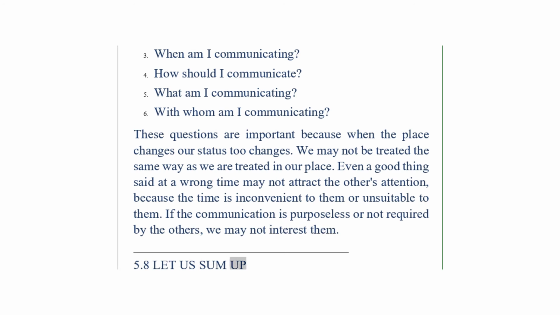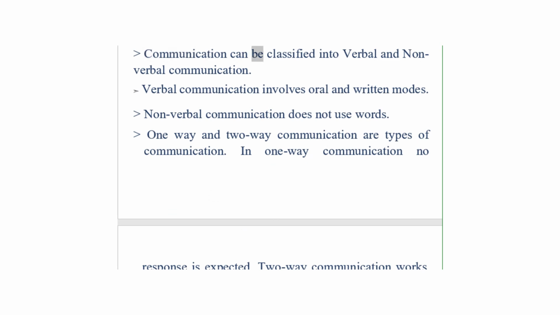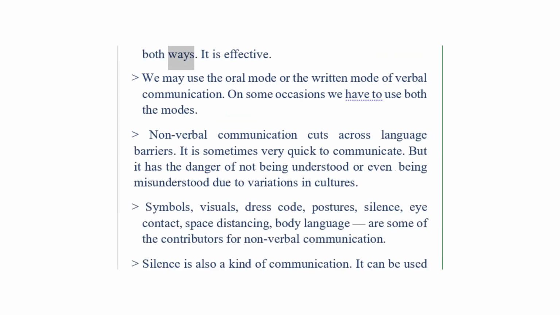5.8 Let us sum up. Communication can be classified into verbal and nonverbal communication. Verbal communication involves oral and written modes. Nonverbal communication does not use words. One-way and two-way communication are types of communication. In one-way communication, no response is expected. Two-way communication works both ways. It is effective. We may use the oral mode or the written mode of verbal communication. On some occasions, we have to use both the modes.